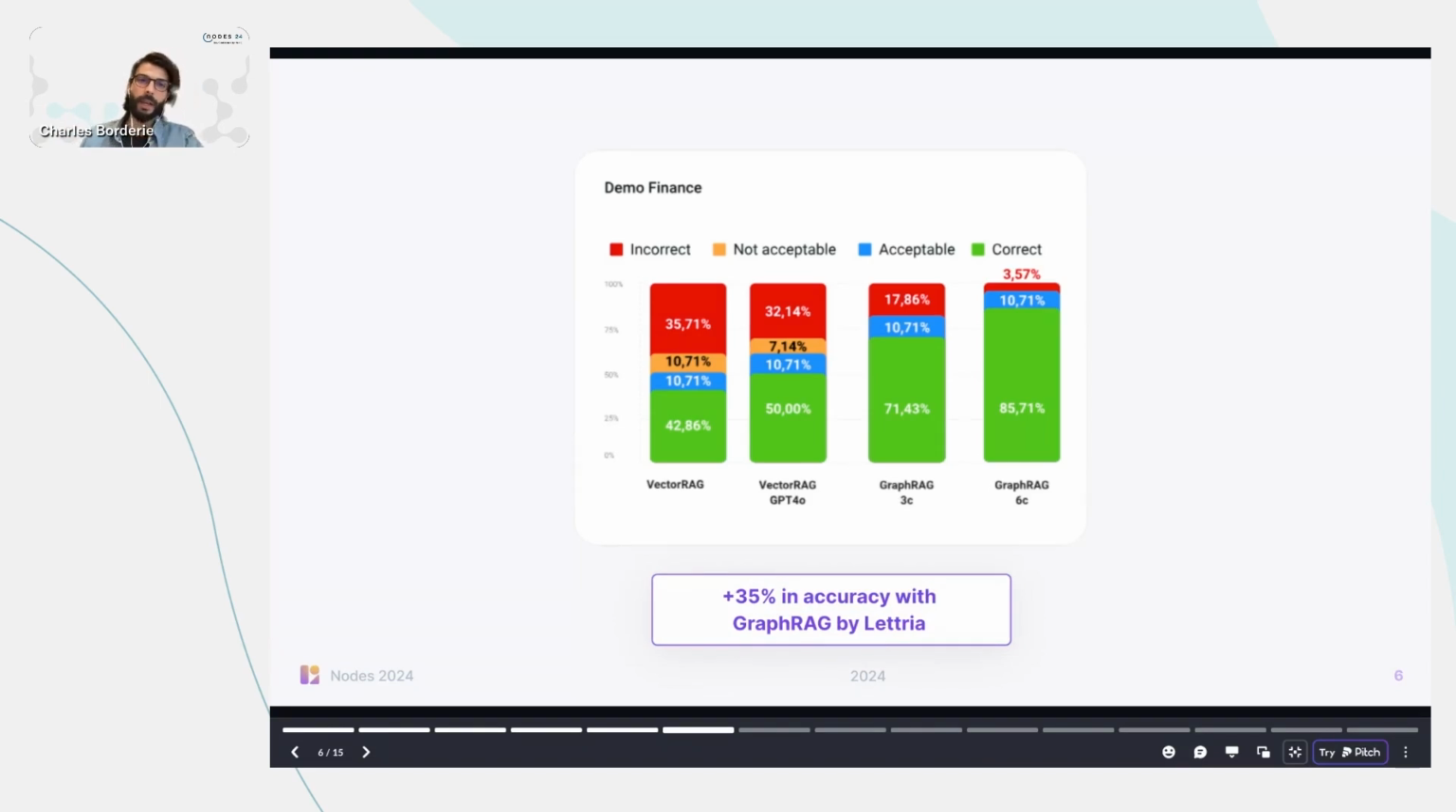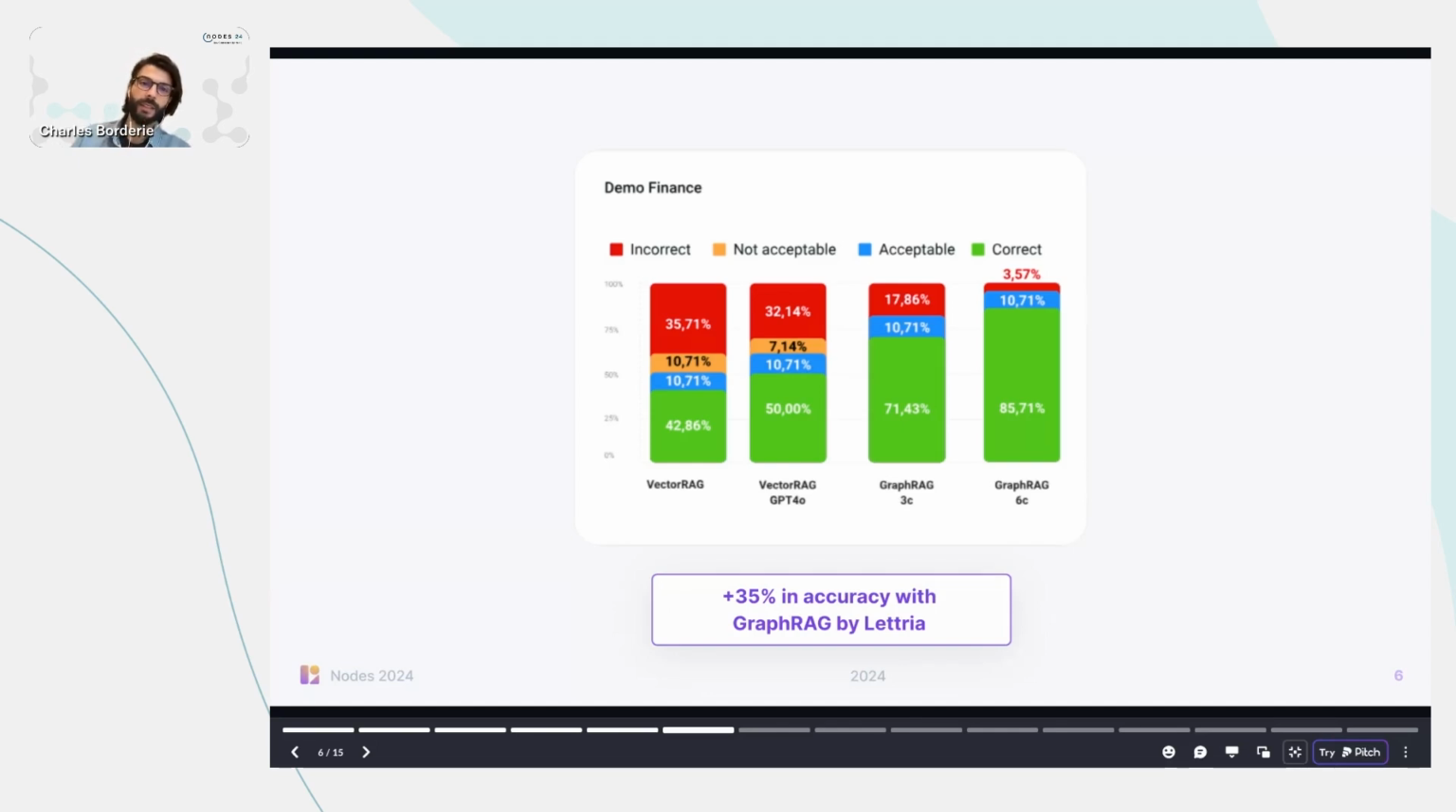So roughly speaking, whether it's in finance, healthcare, or manufacturing, we have at least 35% accuracy improvement when switching from a baseline vector RAG to a graph RAG.